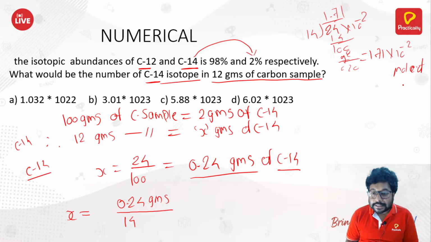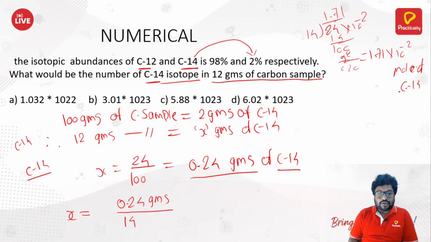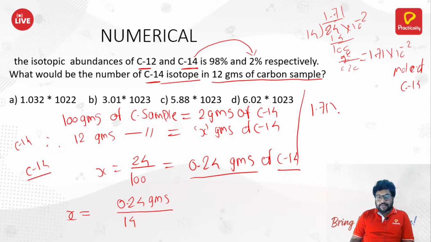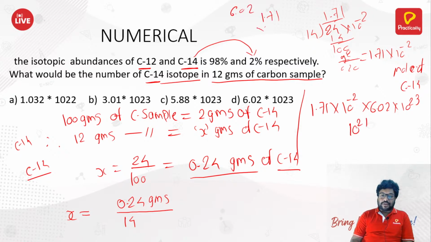So you need to find out the number of C14 atoms. Then what are you going to do? 1.71 into 10 raised to minus 2 into 6.02 into 10 raised to 23, right? 10 raised to minus 2 and 10 raised to plus 23 become 10 raised to 21, and 6.02, let's take 1.71 into 6.02. 6 ones are 6, 6 sevens are 42, 2, 4, 6 ones are 6 plus 4, so 10.26.